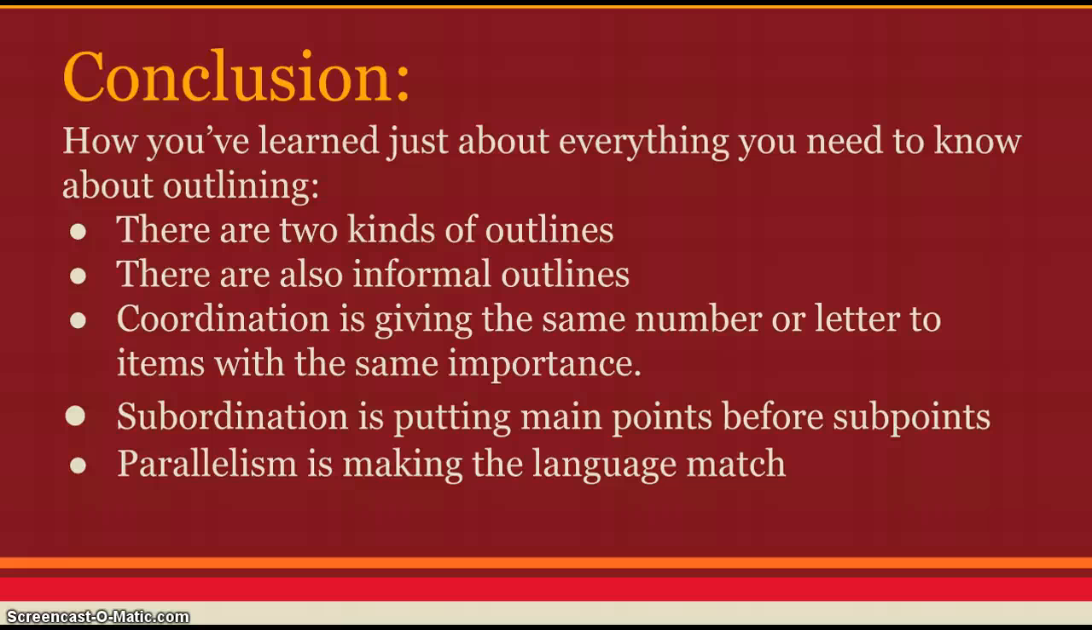In conclusion, so now you've learned just about everything you need to know about outlining. And yes, it says how, but it should say now. So there are 2 kinds of outlines, right? You've got formal and informal outlines. Coordination is giving the same number or letter to items with the same importance. Subordinating is putting main points before subpoints. Parallelism is making the language match.